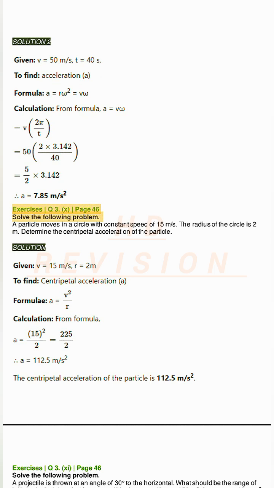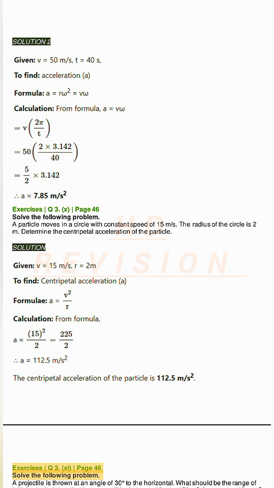Exercises Q3. Page 46. Solve the following problem. A particle moves in a circle with constant speed of 15 meters per second. The radius of the circle is 2 meters. Determine the centripetal acceleration of the particle. Solution.